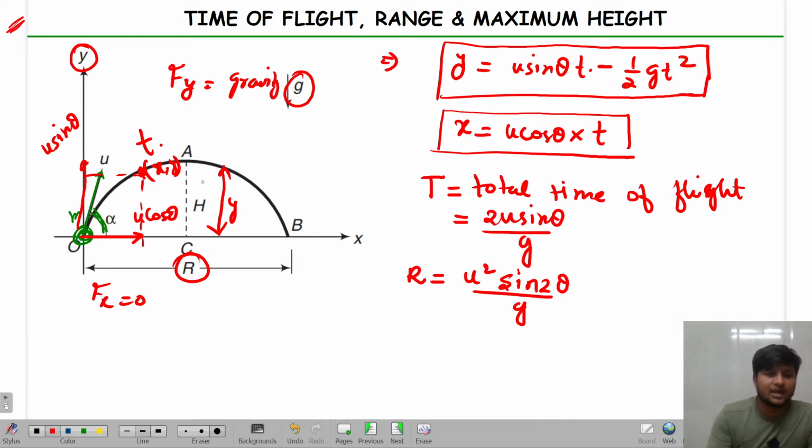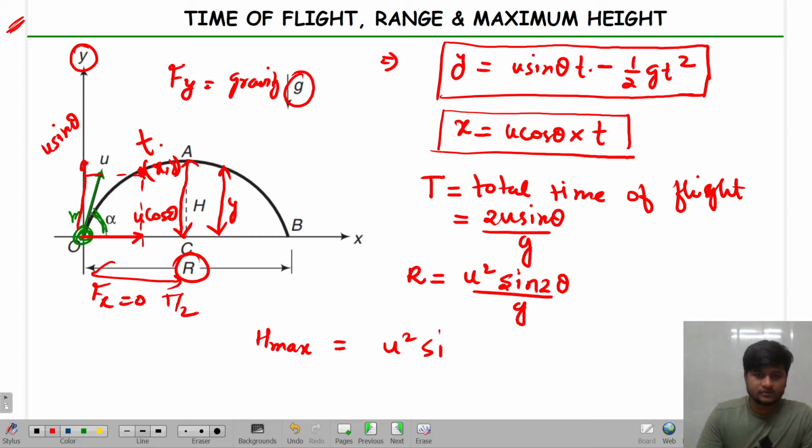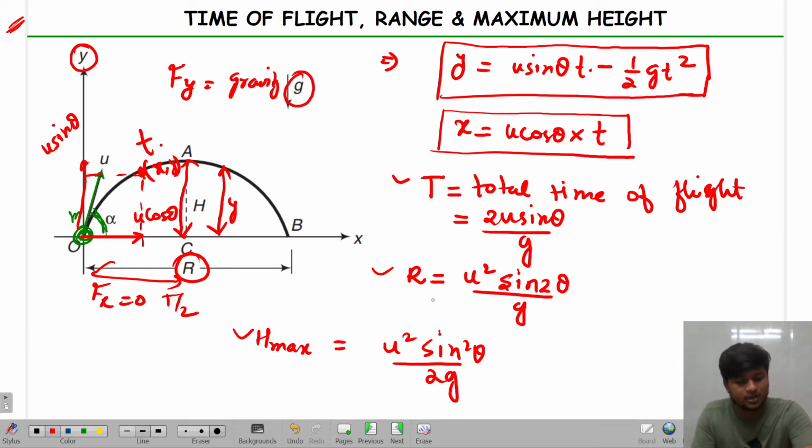Next, this particle reaches the maximum height at t by 2, yes or no? Along this x axis, the particle reaches maximum height at t by 2. So the H max that is attained is given as u square sin square theta upon 2g. These are the basic formulas given in every book, and the derivations done in your board classes are also there. You can implement these and calculate the answers based upon them. But the question is, what will happen if we throw the particles in different frames? We are going to understand that later on.